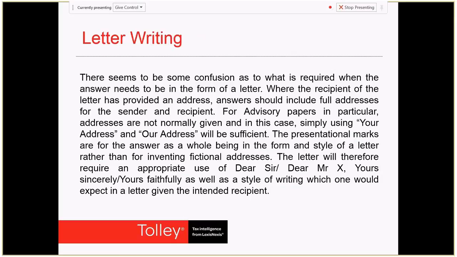With letter writing, if you've been given names and addresses, use them.